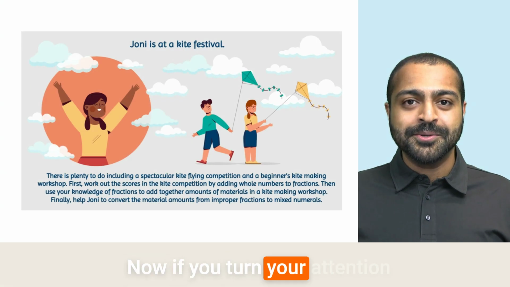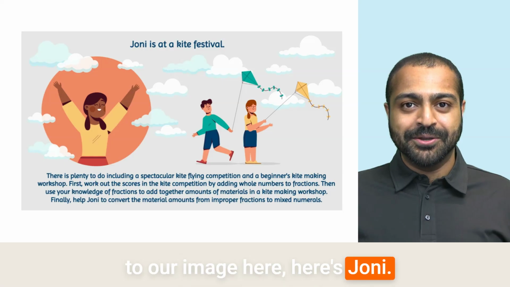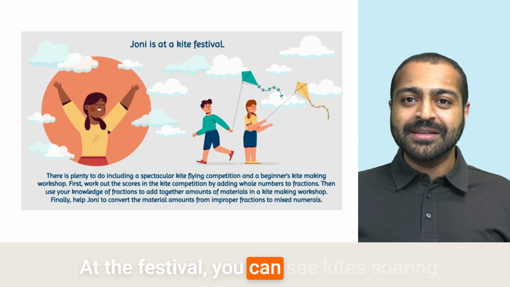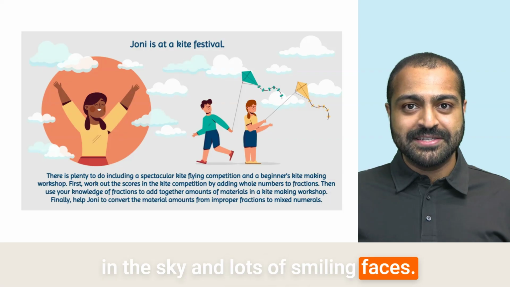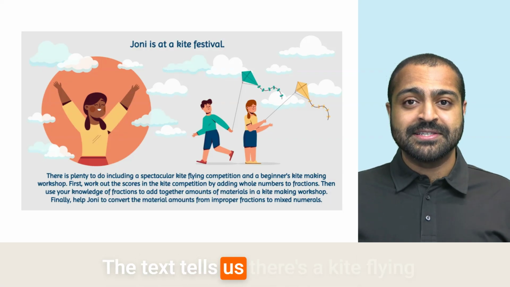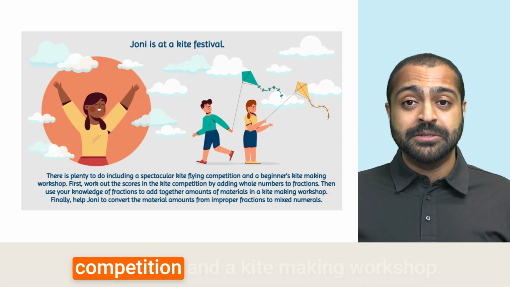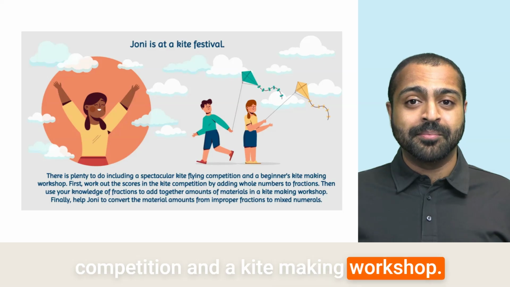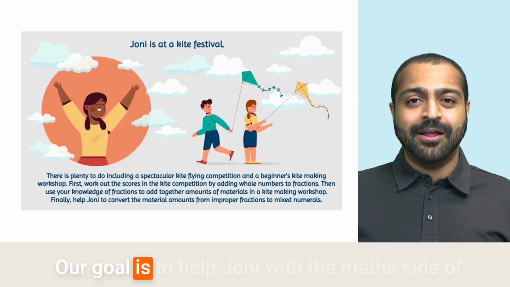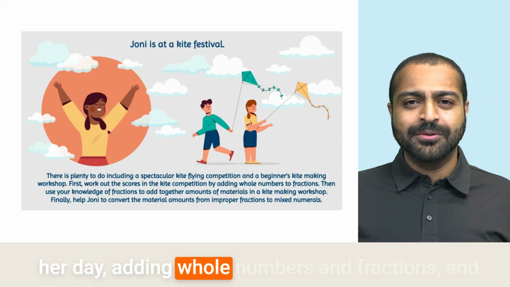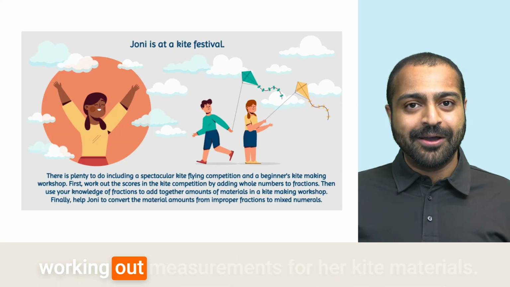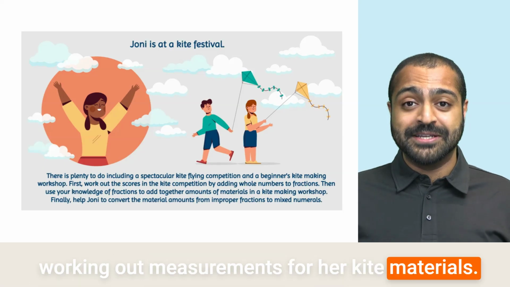Now, if you turn your attention to our image here, here's Joni at the festival. You can see kites soaring in the sky and lots of smiling faces. The text tells us there's a kite flying competition and a kite making workshop. Our goal is to help Joni with the math side of her day, adding whole numbers and fractions and working out measurements for her kite materials.